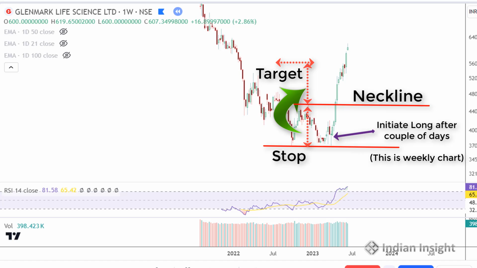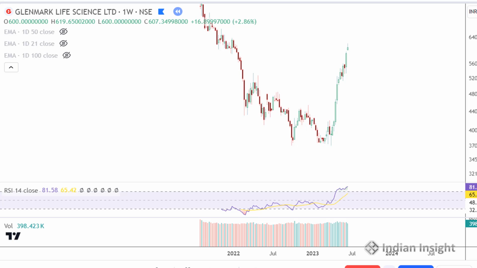Again, it's important to calculate the reward to risk ratio and only take a trade if you find that the reward to risk ratio is favorable. I prefer to avoid trades with a reward to risk ratio of less than 2. Before we wrap up, here are some tips to enhance your trading with these patterns.